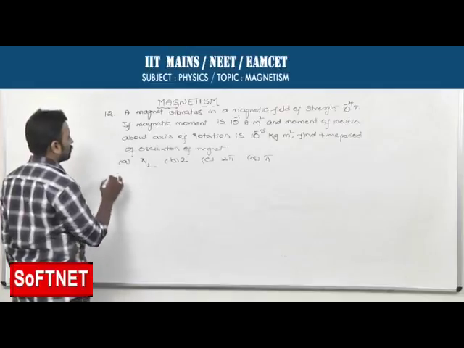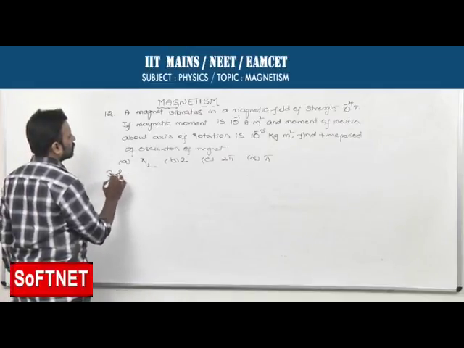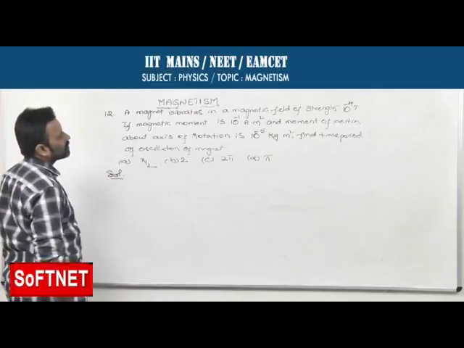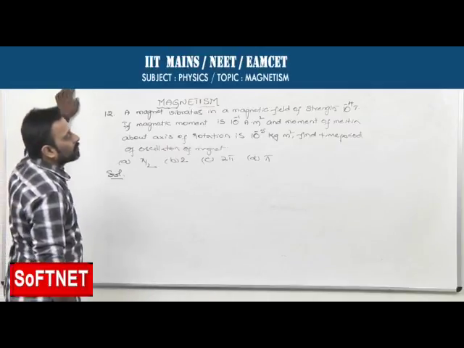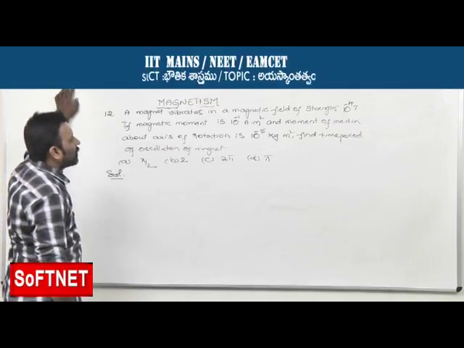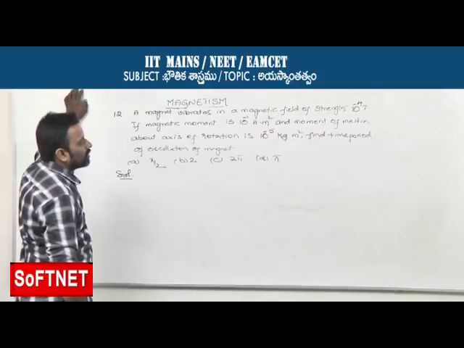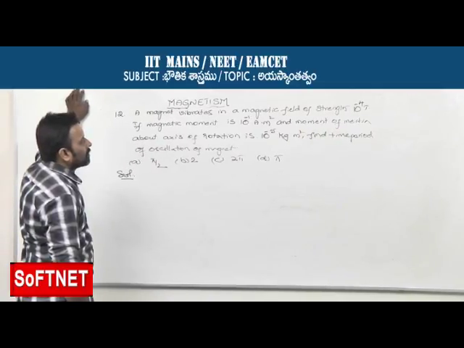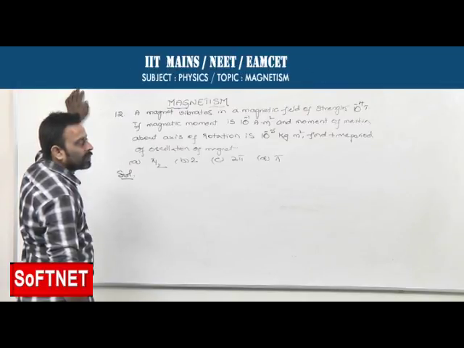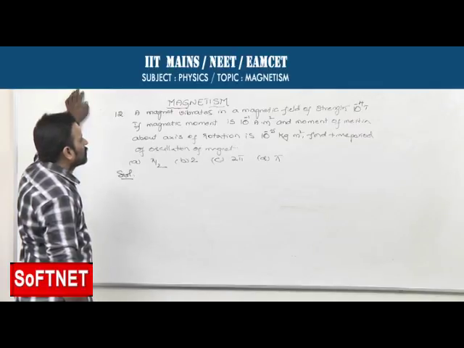12th problem. A magnet vibrates in a magnetic field of strength 10 power minus 4 Tesla. If the magnetic moment of the magnet is 10 power minus 1 ampere meter square and the moment of inertia about the axis of rotation is given as 10 power minus 5 kg meter square, you are asked to calculate the time period of oscillation of the magnet.